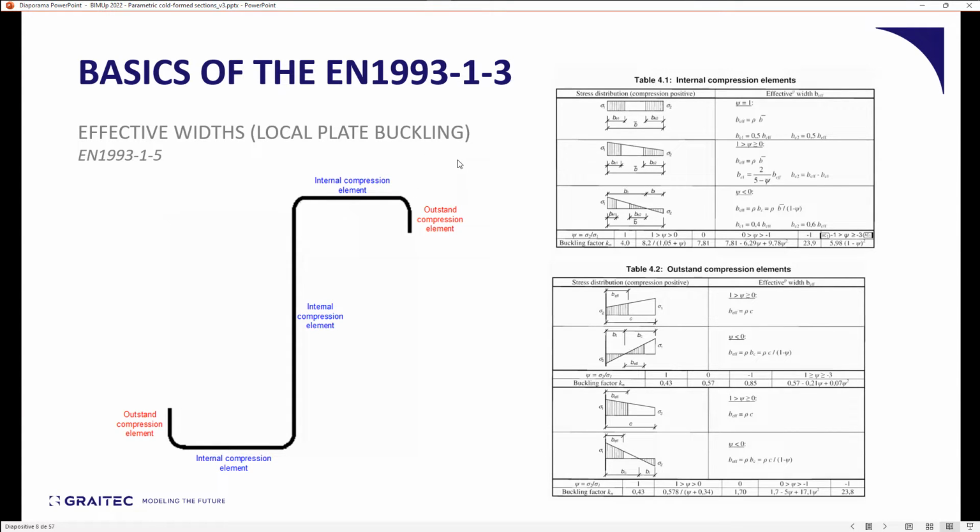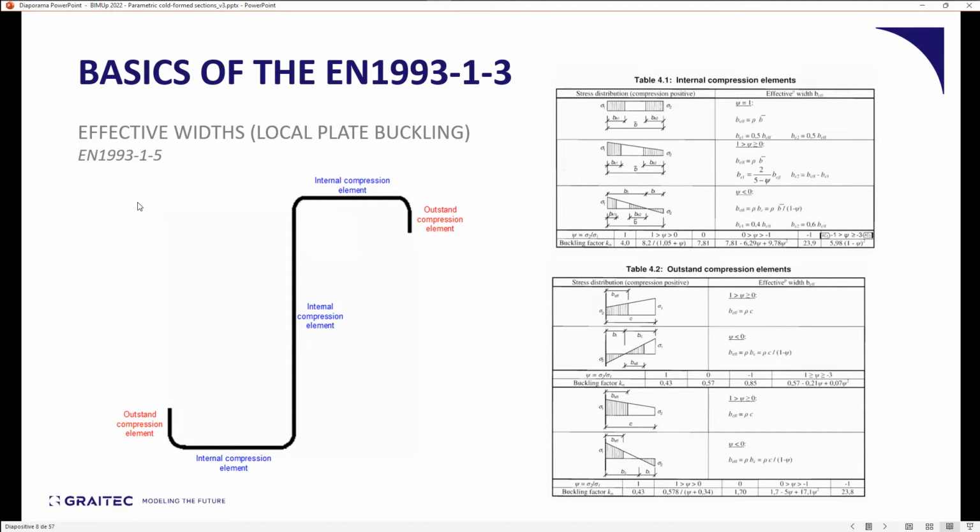You see, in part 1.5 you have two sets of tables. One is for the internal compression elements, so that would be the web and the flanges, and you have different tables for the outstand compression elements, and that would be the hanging parts, typically the lips. So you're supposed to use this table to pick the right table with the right stress distribution, to compute a buckling factor, and to find out the effective width of each component.